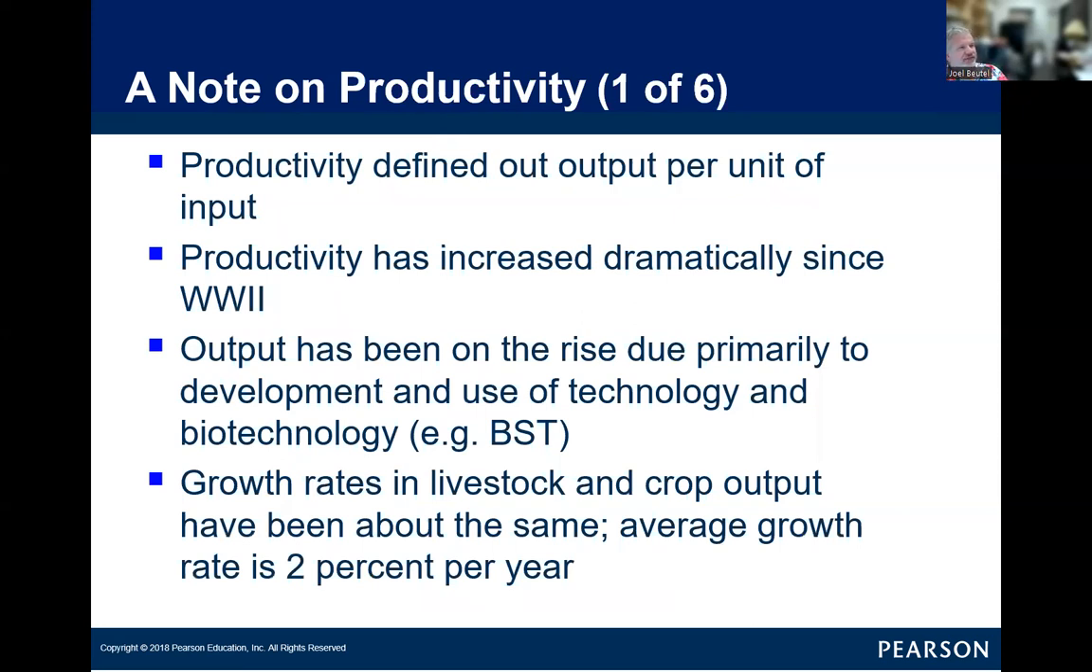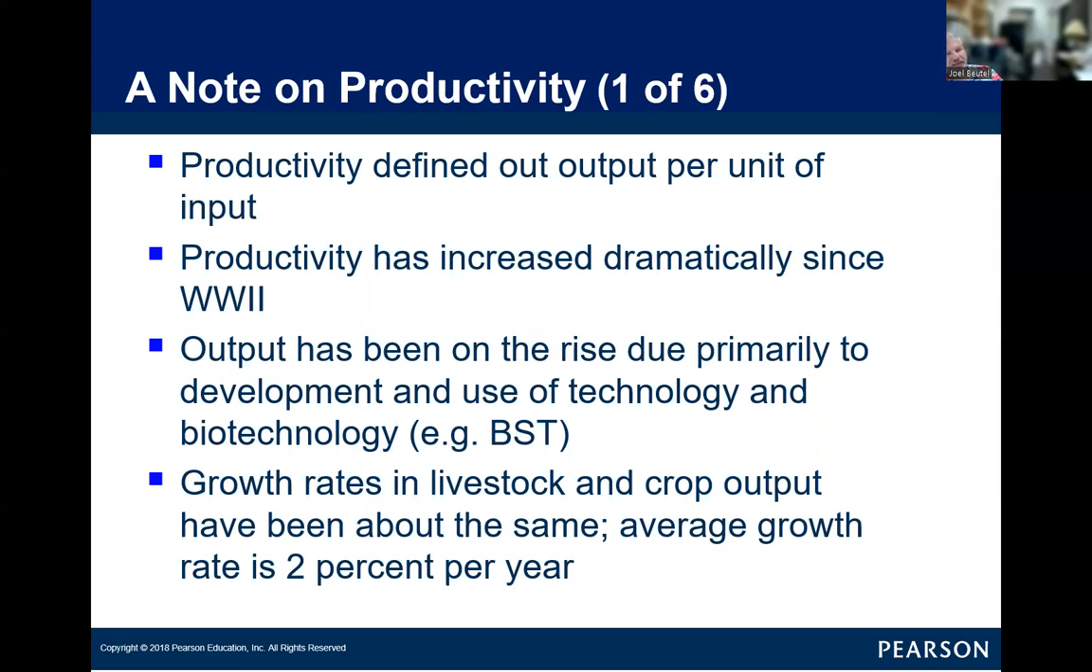Okay, so productivity, defined as output per unit of input, has been dramatically increasing since World War II. Output's been on the rise primarily due to development and use of technology and biotechnology. And I talked about that prior, so I won't go on with that, but the technological revolution through pesticide and herbicide development, and then also some of the nitrogen fixation techniques and some of our knowledge about how to use these tools in farming, right? Water management has been huge in recent years in producing better yields, right? Learning how to grow more with less has been shockingly interesting.